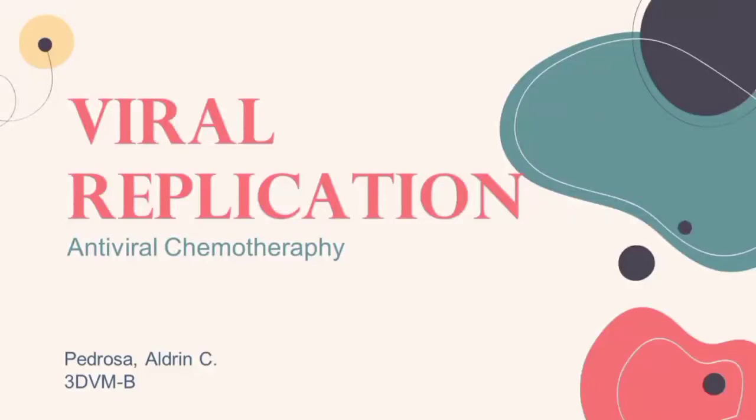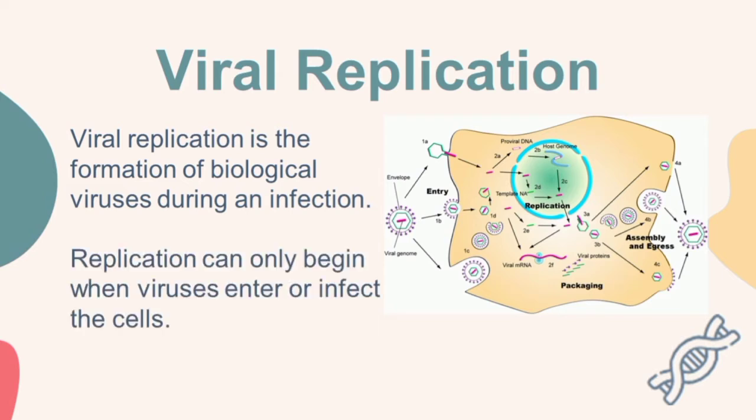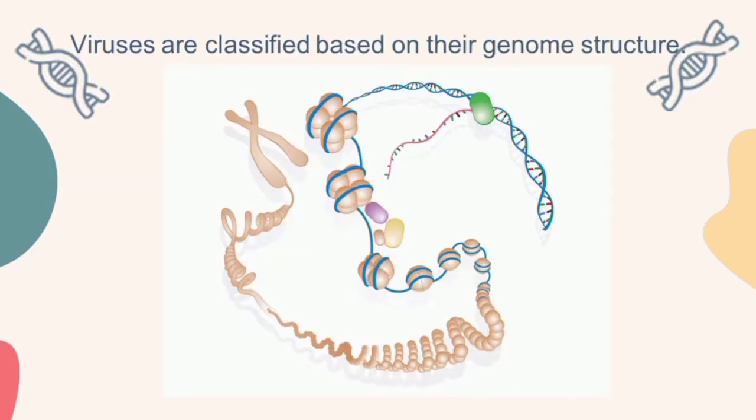Viral replication. Viral replication is the formation of biological viruses during the infection process in the target host cells, since viruses cannot replicate on their own. Replication can only begin when the viruses enter or infect the cells. Viruses are classified based on their genome structure.